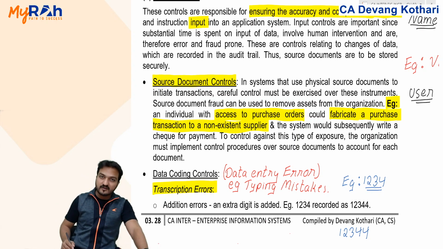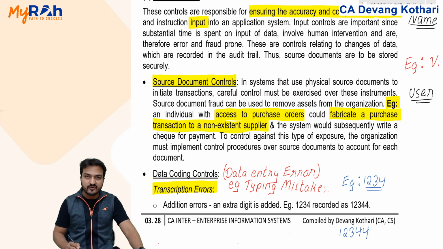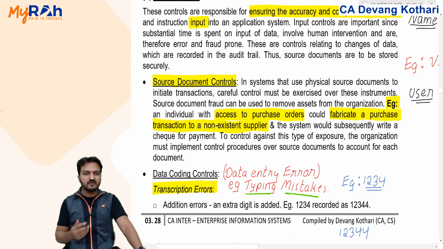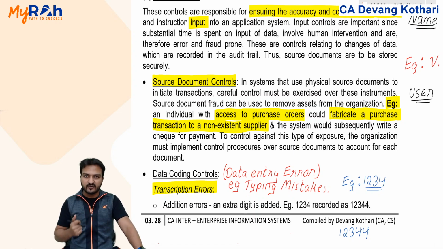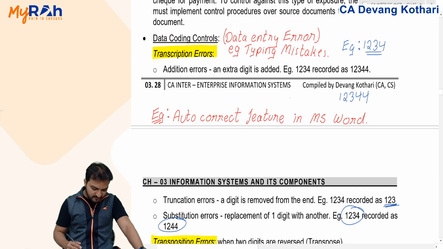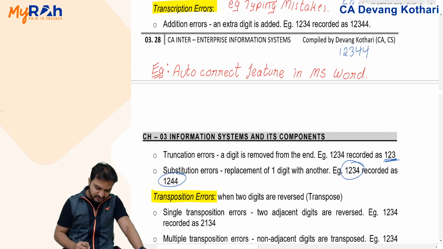Okay, next, data coding controls. Data coding controls are basically about data entry errors. Data entry means basically typing mistakes. While typing something, if you make some mistakes, that is called data typing mistakes or data entry errors. Data coding controls are the controls against those typing mistakes. Well, different categories we had learned under that: transcription errors and transposition errors.